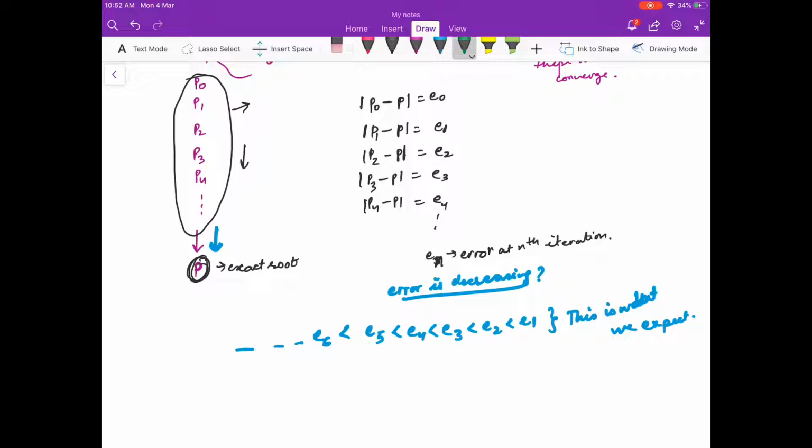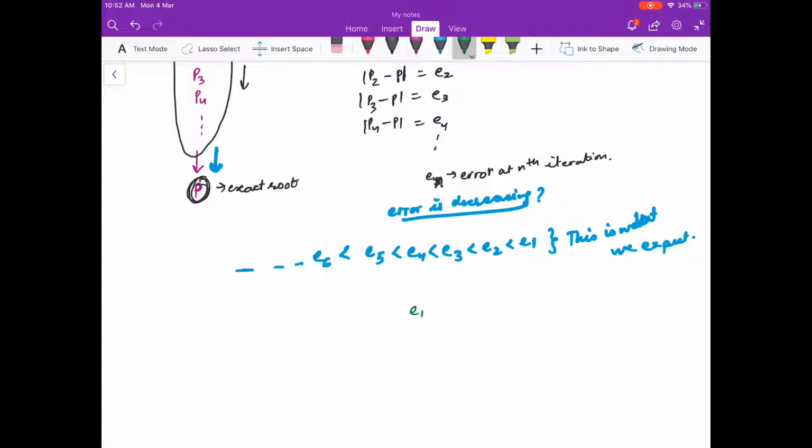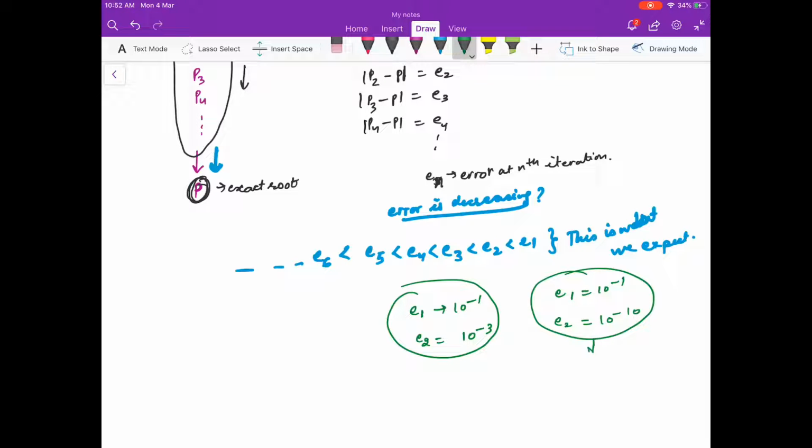Now, suppose E1 is 10 to the power minus 1 and then E2 is of the order 10 to the power minus 3, you have one sequence, and another is E1 is equal to 10 to the power minus 1 and E2 is equal to 10 to the power minus 10. So obviously if you have a sequence of errors with this trend and another one with this trend, then this is faster as compared to this, because here at E2 you reach 10 to the power minus 10. Here at E2 you have just reached 10 to the power minus 3, starting with the same initial guess.